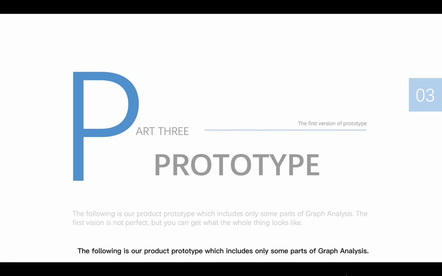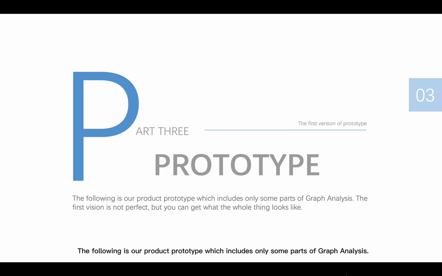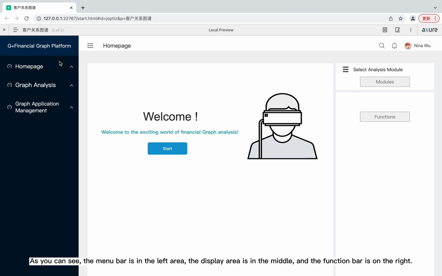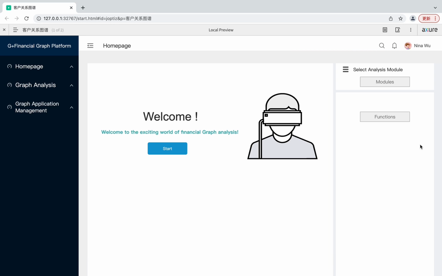Part 3. Prototype. The following is our product prototype, which includes only some parts of graph analysis. The first version is not perfect, but you can get what the whole thing looks like. As you can see, the menu bar is in the left area, the display area is in the middle, and the function bar is on the right. The main functions consist of graph analysis and graph application management.